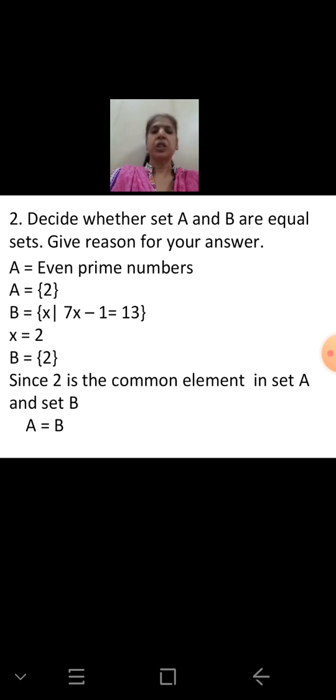Set B, 2. Since 2 is the common element in set A and in set B, therefore set A is equal to B. How do we write? A is equal to B.